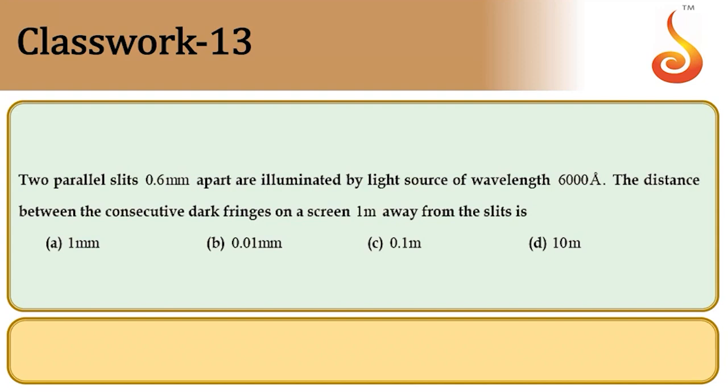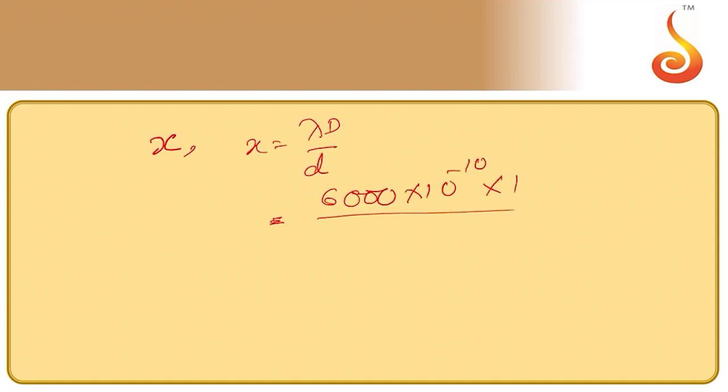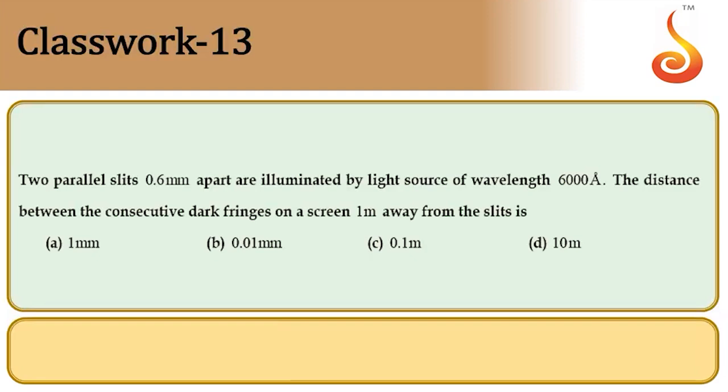13. Two parallel slits 0.6 mm apart are illuminated by light source of wavelength 6000 angstrom. The distance between the consecutive dark fringes on a screen 1 meter away from the slits is. Alright. The distance between two consecutive dark fringes x is given by lambda D divided by d. It is equal to fringe width. So 6000 into 10 to the power of minus 10 into 1 whole divided by 0.6 into 10 to the power of minus 3. That is 1 into 10 to the power of minus 3 meter, or 1 millimeter. So the successive dark fringes are separated by this distance, 1 millimeter.